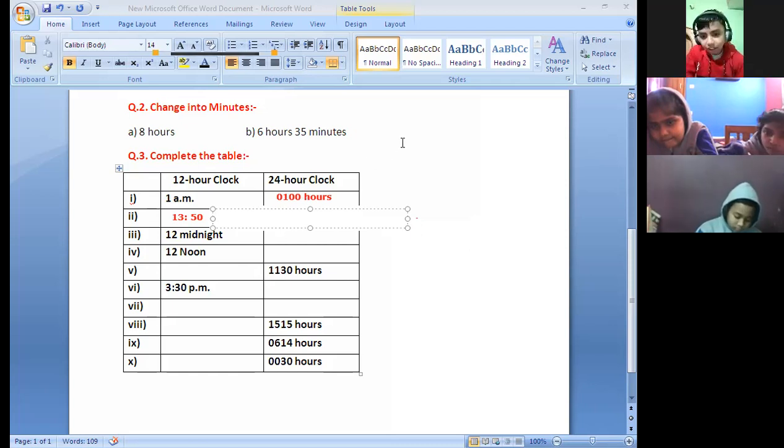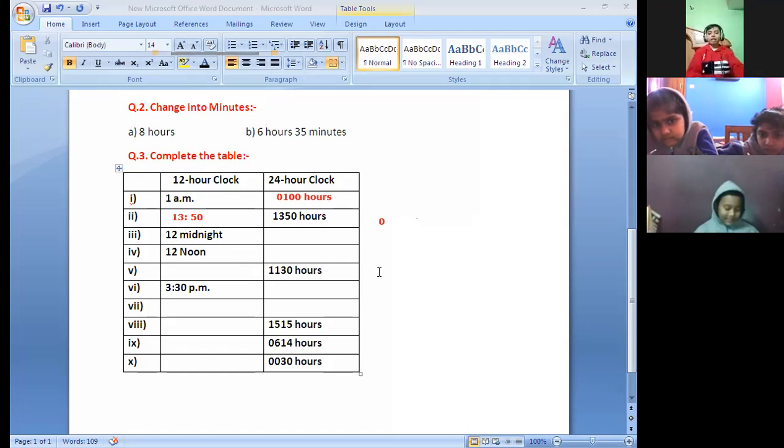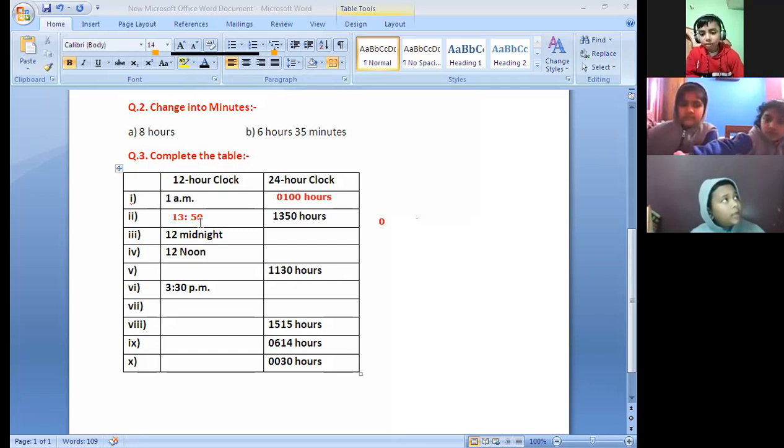Ma'am, in the second one, what you have just written, 1350, there it will be 150. Means you are telling that the time is wrong. Yes, ma'am. Very good, very good. So that's why ma'am is asking about this particular time. So suppose 1350 is given here.